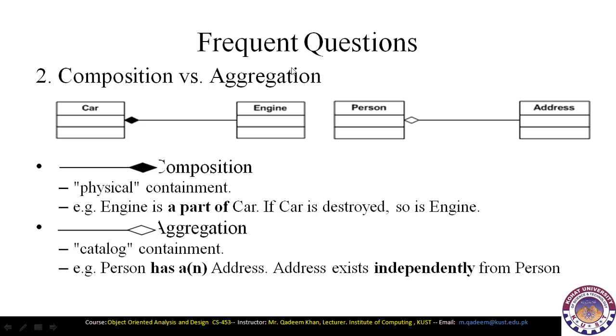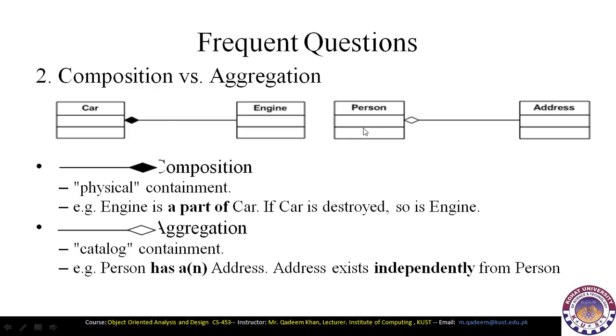Now we have different relations in the UML. For example, composition versus aggregation. As you can see, this is composition, and that means the car contains the engine. That means the car is composed of the engine. So the engine is one of the parts of the car. It is a containment relation, and the engine is part of the car, which means that if the car is destroyed, the engine is also destroyed. So that means it is a strong relation, strongly dependent.